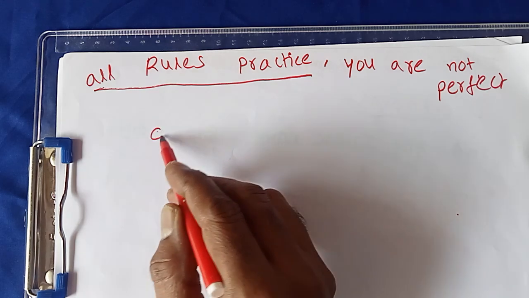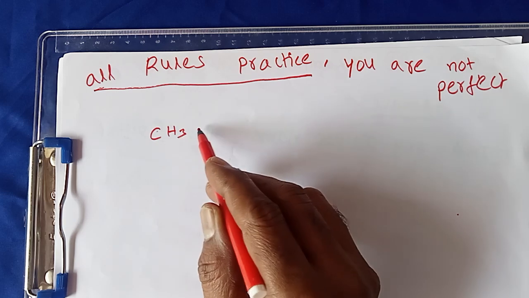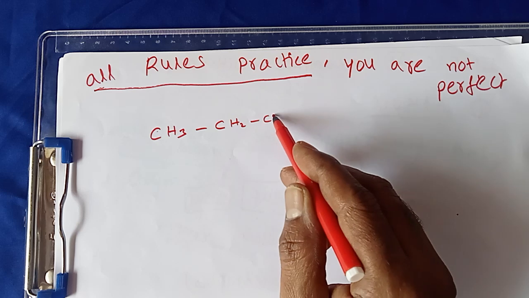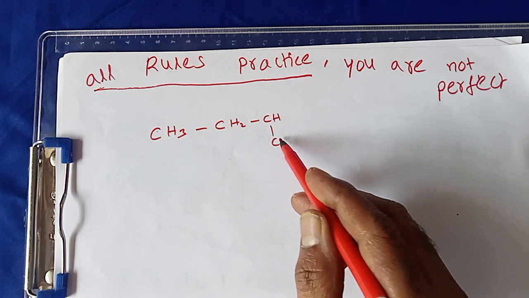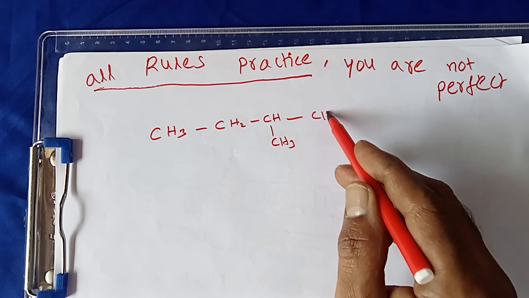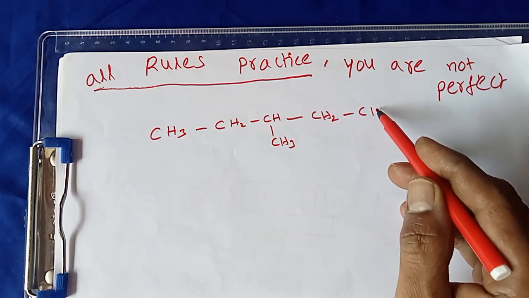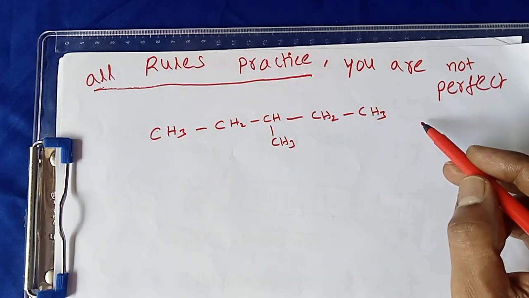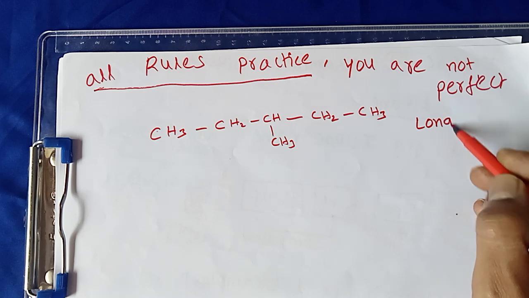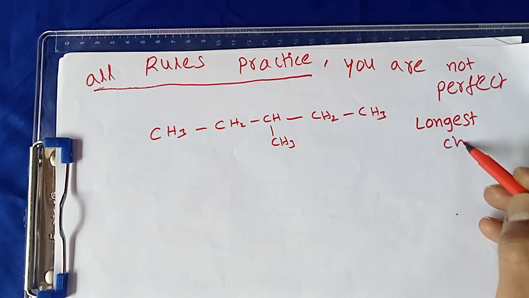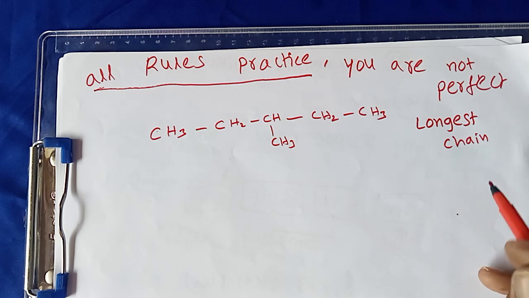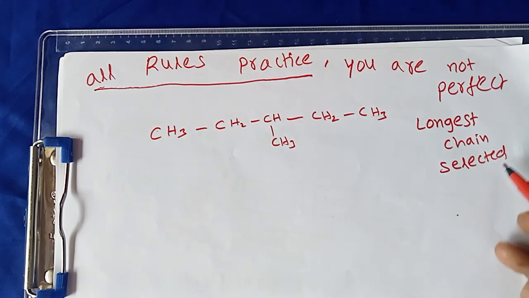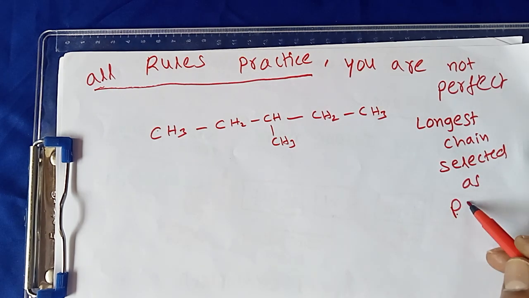now students get confused, because one time I give you one molecule: CH3, next CH2, then next CH3 here, CH2 and CH3. In this case, for the longest chain, the longest chain is selected as the parent chain.